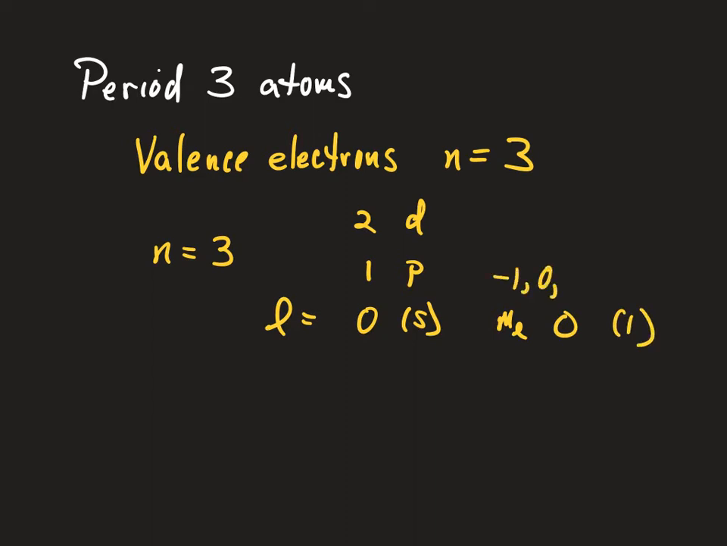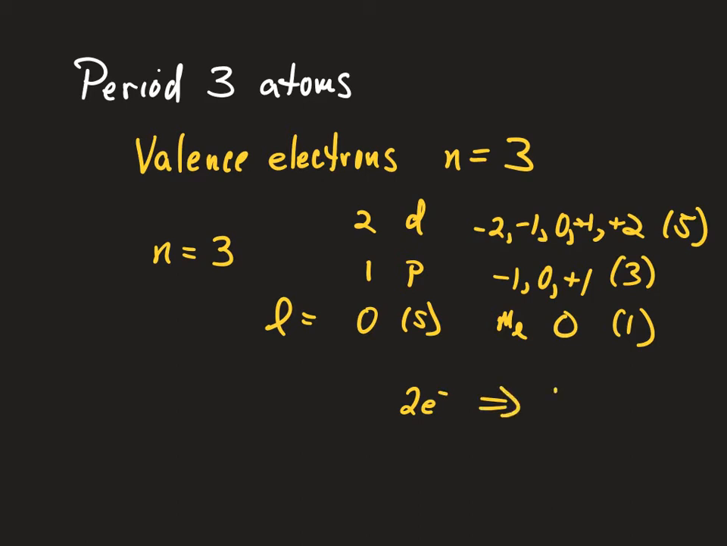There are 3 m sub L values for L equals 1, so that's 3 p orbitals. And there's -2, -1, 0, 1, and +2, so there are 5 d orbitals with 2 electrons each. That gives space for 18 electrons. Now, we very rarely see a central atom with 18 electrons around it. But this does tell us something.